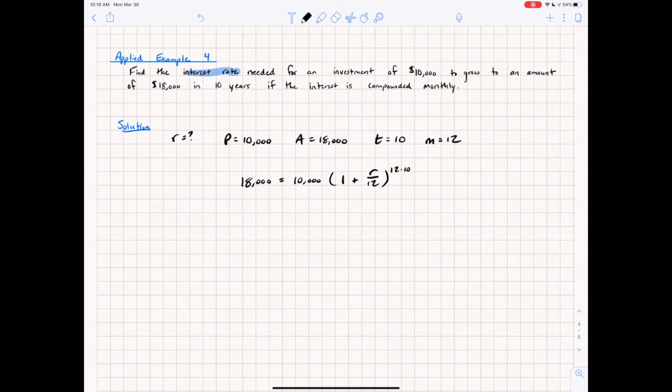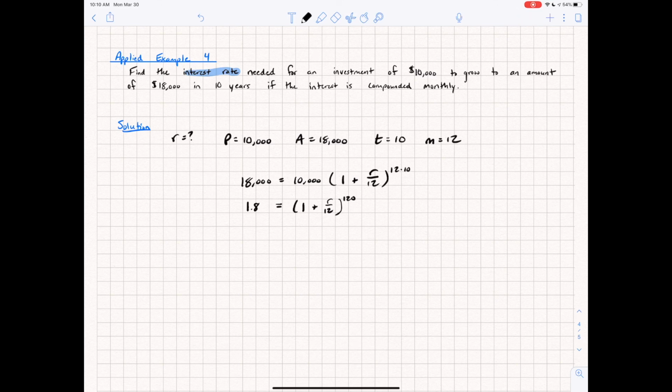So I'm just going to go through now and simplify a couple of things. Now, I know I'm going to have to divide by the 10,000, so I'm going to go ahead and do that as well. So 18,000 divided by 10,000 is going to give me 1.8 is equal to, I can't simplify the inside of the parentheses like I did last time because of my variable. I can simplify the power. This would be to the 120.